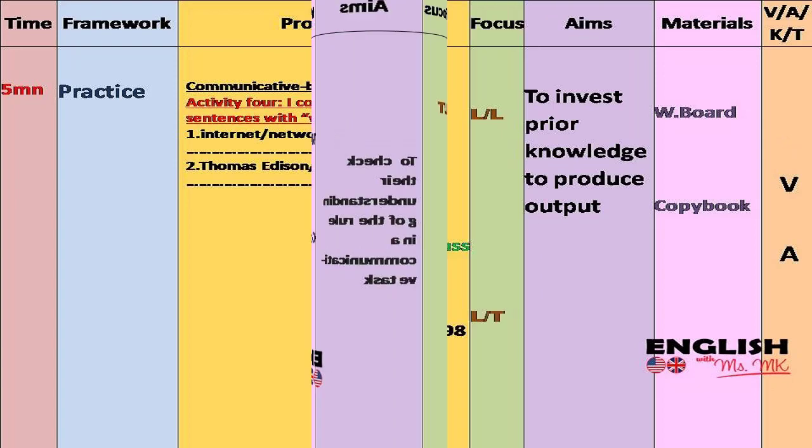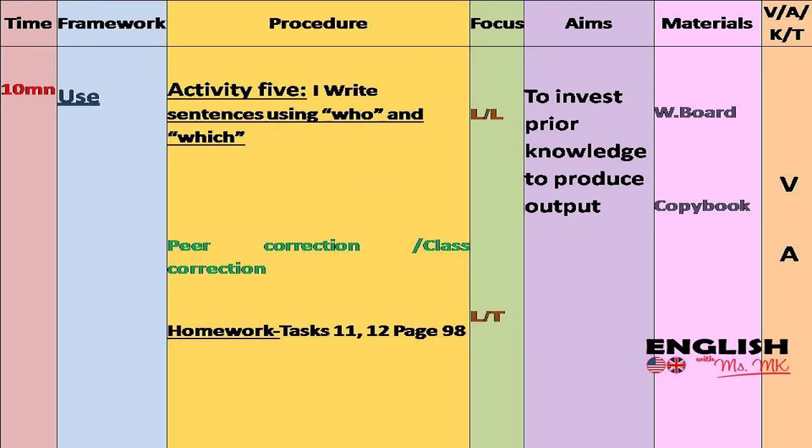And then I move to the last activity, and here I am in the use phase, and most teachers get confused when it comes to use and practice. In practice, we have 3 activities, as I said: form-based, meaning-based, and communicative-based. But in use, we have 1 activity which should be done in order to invest their prior knowledge to produce an output. And here your pupils are going to produce. I have asked them to write sentences using who and which, and here you're just free to present the activity you want. And of course, by the end of the lesson, I am going to give my pupils some tasks.